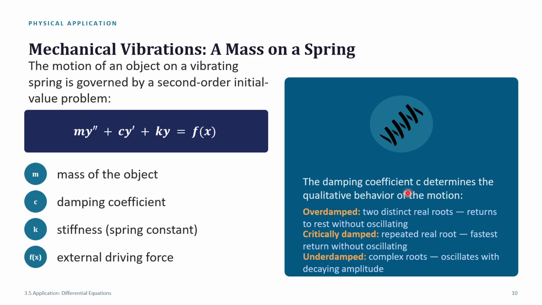So we talked about three cases of the damping coefficient c that determine the qualitative behavior of the motion. When we see overdamped, these are two distinct real roots, and it returns to rest without oscillating. And the critically damped, it is the repeated real roots, the fastest return without oscillating. And then the underdamped, these are complex roots, and it oscillates with decaying amplitude. So we will see this in the next slide.